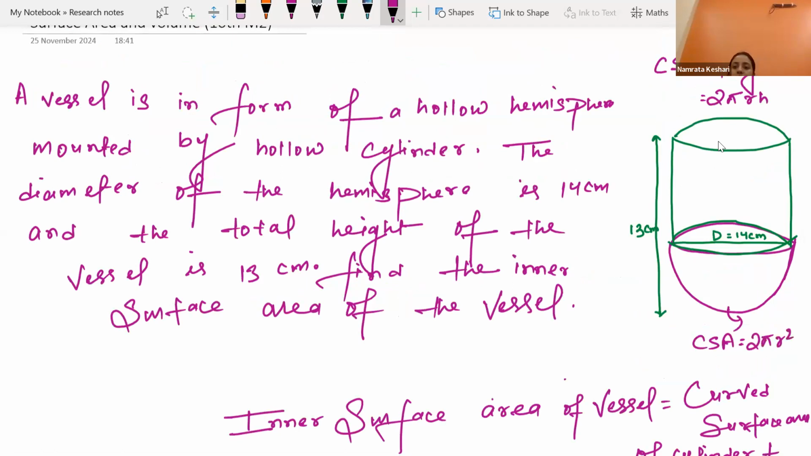Now for the cylinder, can't we just take 2 pi r as common? Yeah, we can take 2 pi r as common because r is the same for both cylinder as well as hemisphere. Radius is the same. So we take 2 pi r common, and in the bracket we'll be having r plus h. Fine. Now, can you tell me what you will be taking as the height of this cylinder?